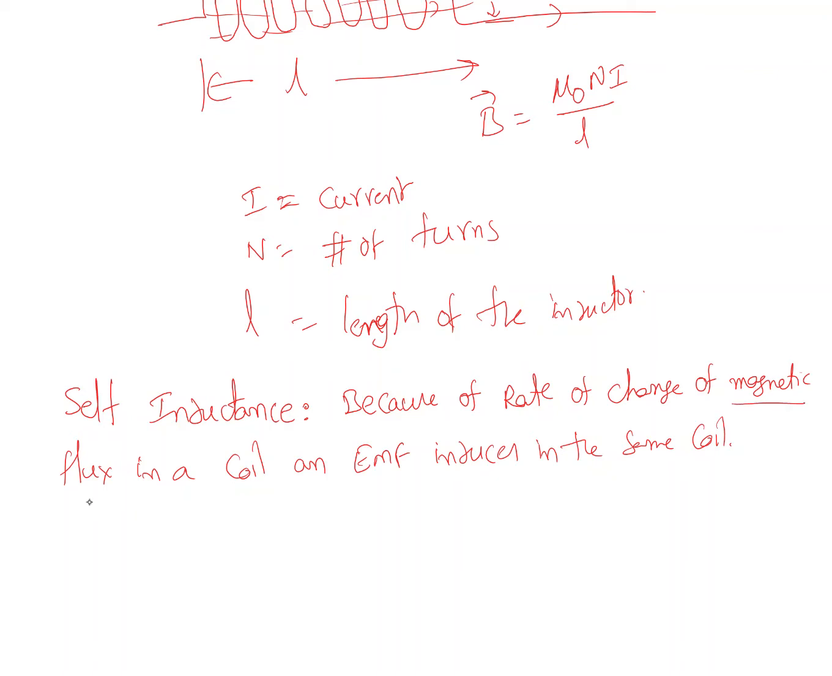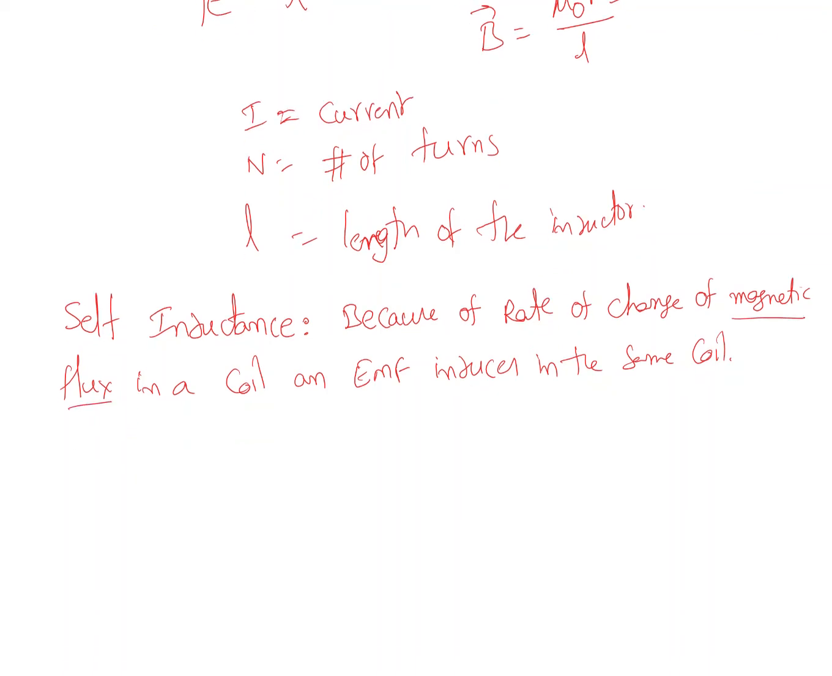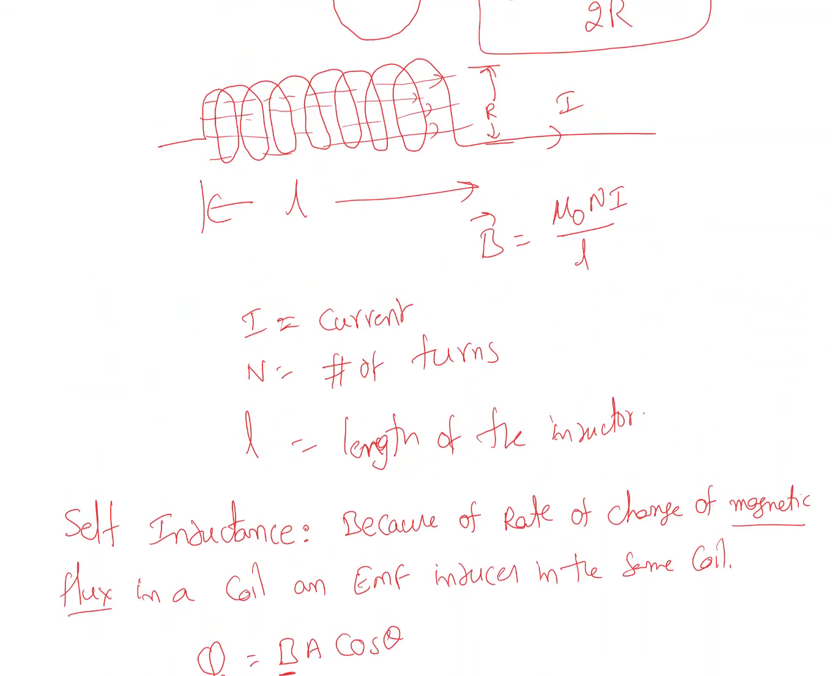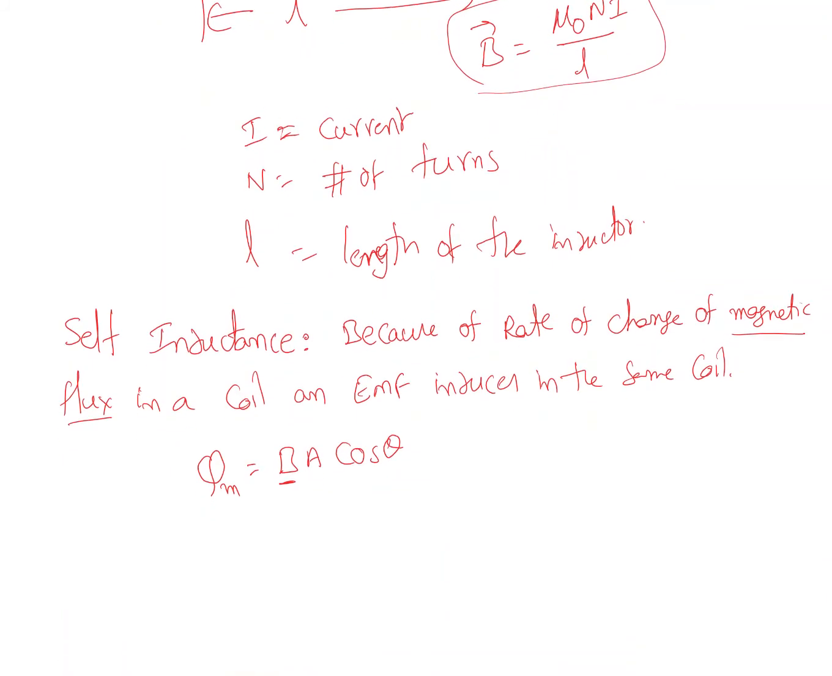So far I haven't defined what magnetic flux is. Magnetic flux we indicate with phi m. Phi m is nothing but B A cos theta, where B is the magnetic field, which we just learned, and A is the area of the loop.